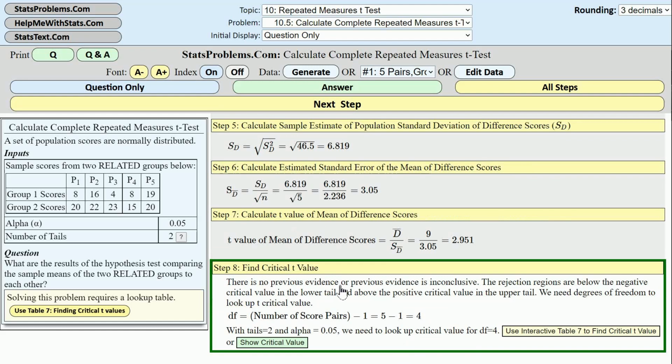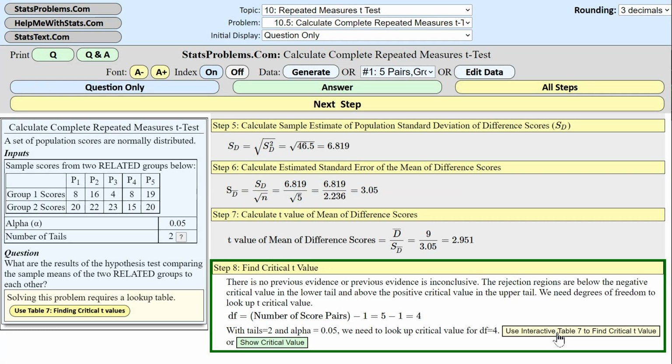In Step 8, we find the critical t-values. There is no previous evidence or previous evidence is inconclusive. The rejection regions are below the negative critical value in the lower tail and above the positive critical value in the upper tail. We need degrees of freedom to look up the t critical value. Degrees of freedom equals number of score pairs minus 1 equals 5 minus 1 equals 4. With tails equals 2 and alpha equals 0.05, we need to look up the critical value for DF equals 4.